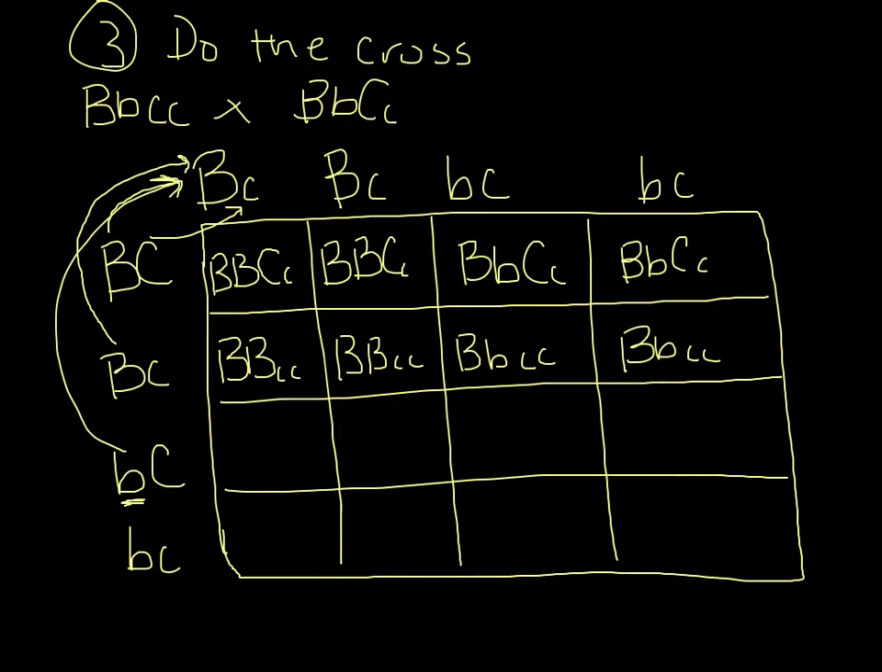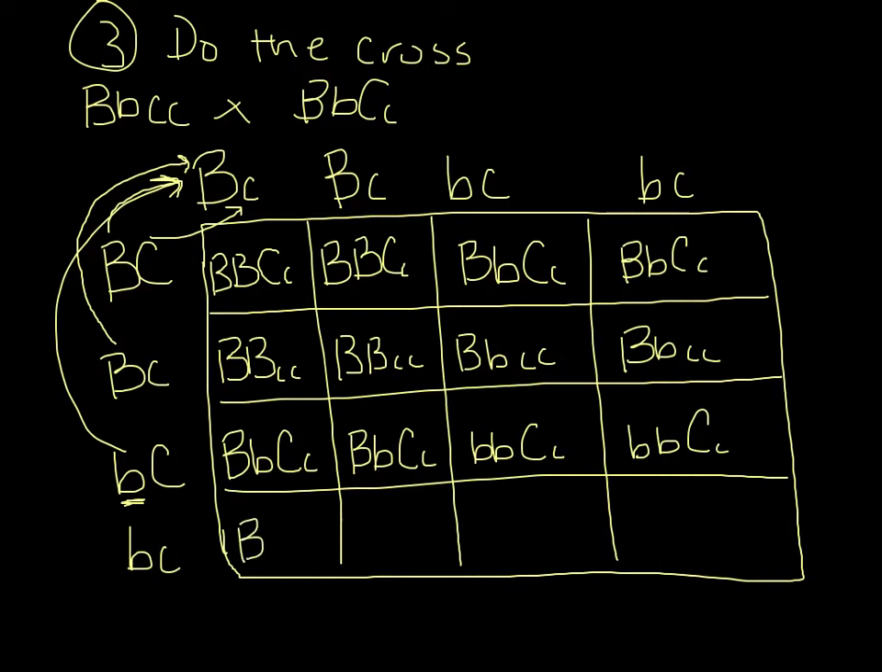So now we go back to our original rules. I'm going to put the big B first, then the little b, and then big C, little c. Next one would be big B, big C, little c. Next one is little b, big C, little c. Next one is little b, big C, little c. All right, the last row, big B, little b, sorry, little c, little c. Little b, little c, little c. Little b, little c, little c.